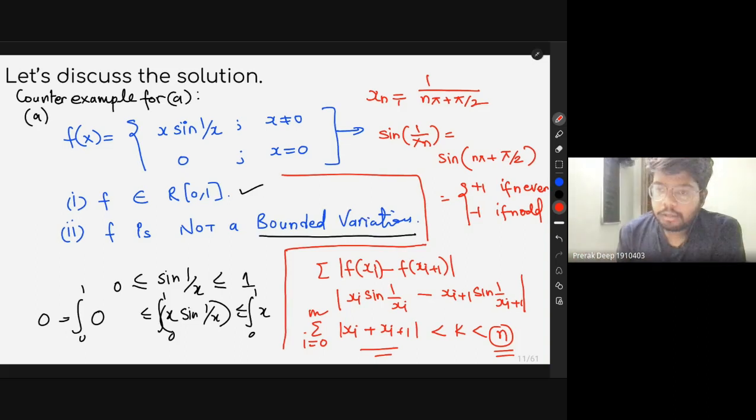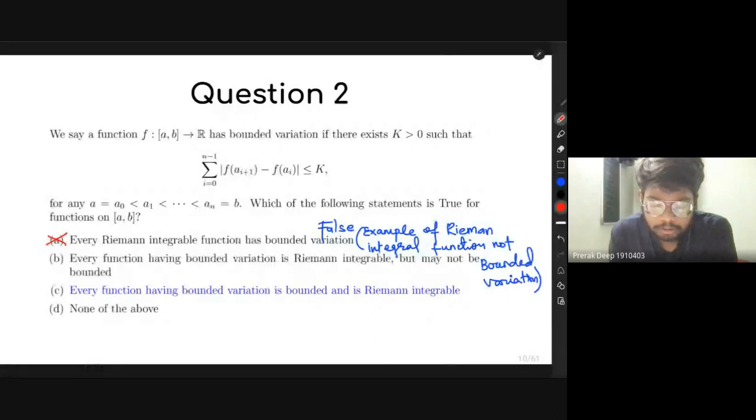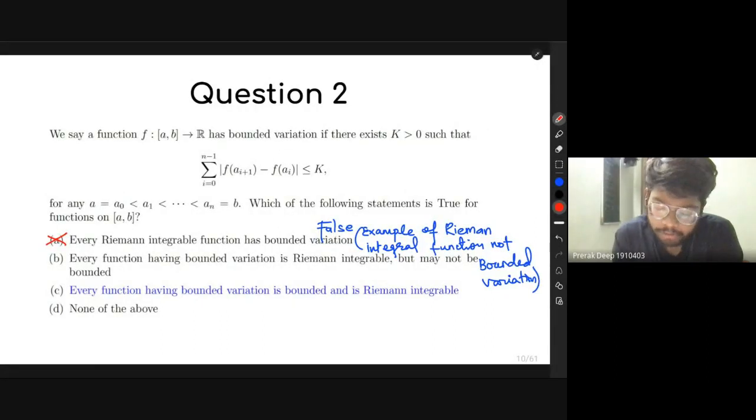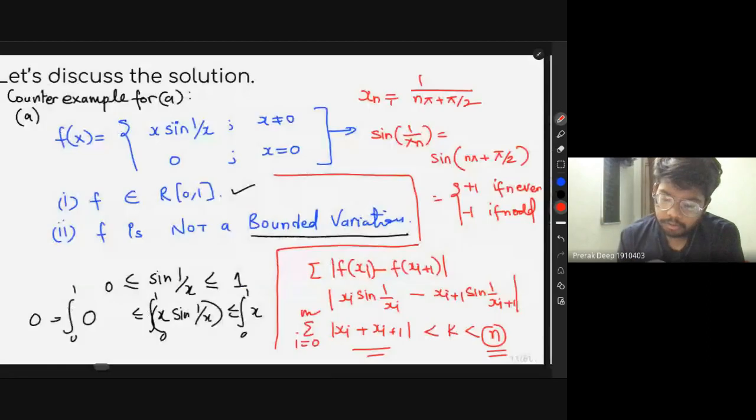So this statement is false. Now, what is the second statement? The second statement says that every function having bounded variation is Riemann integrable, but may not be bounded. So we will show that every function of bounded variation is bounded. Bounded variation implies bounded function. So let us show that.